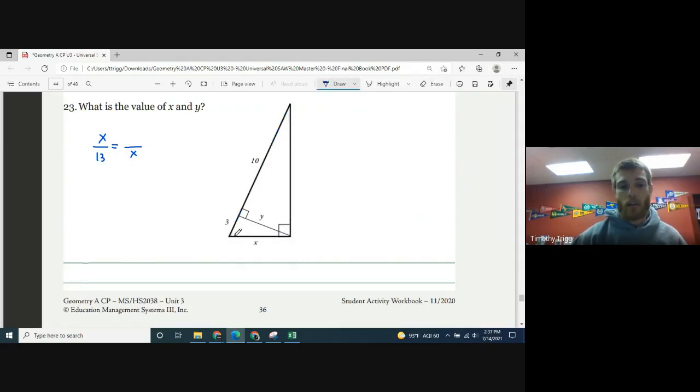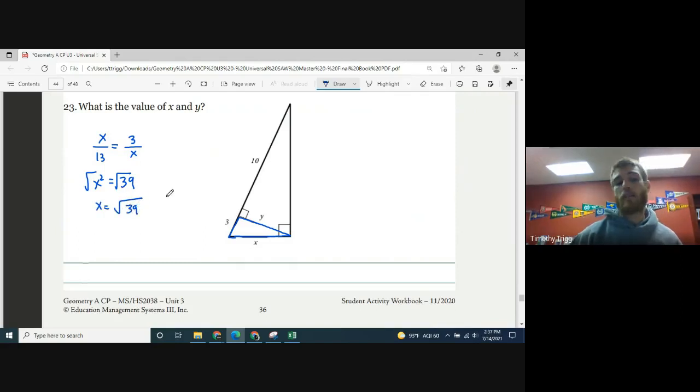Now, when I look at the small triangle, what other side length did they give you? Well, they give you that this is 3. So when we're finding x, we find the geometric mean between 13 and 3. So cross multiply, that's x squared equals 13 times 3, that's 39. You square root both sides to get x by itself. That gives you that x equals the square root of 39.